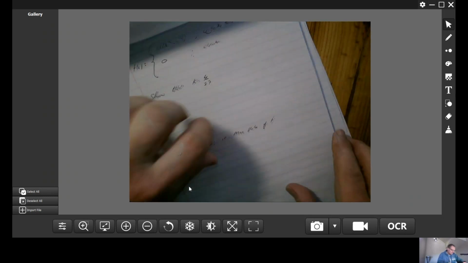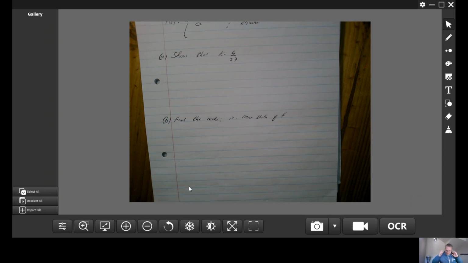Okay, question 5. You've got f of x is equal to k times 3x squared minus x cubed between 0 and 3, and then it's equal to naught elsewhere.